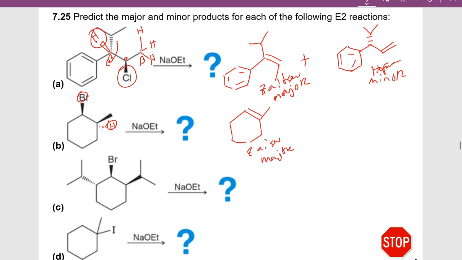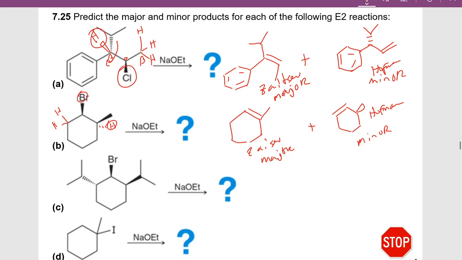Now, if we eliminate on the left side from one of those hydrogens, which is going to be the hydrogen going back, we haven't done anything to that methyl group on the right. Just put a double bond here. That's the less substituted product. That's the Hofmann product. And that's going to be the minor product.